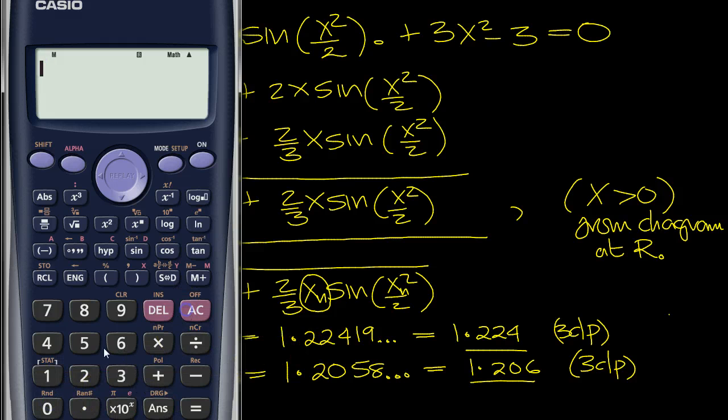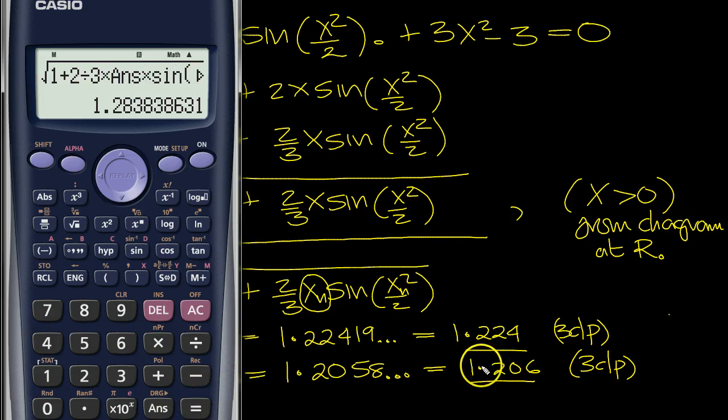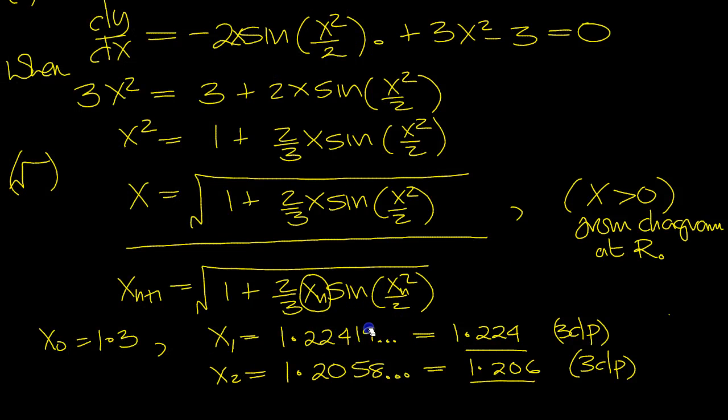So let's put 1.3 in as our starting point. That's the xn. Then it's the square root of 1 plus 2 divided by 3 times, and then it's 1 Ans times sine. Get it right in a minute. Ans squared divided by 2, close bracket, outside the square root, equals 1.283838, which is 1.284, isn't it? So 1.284. I'll edit that better in a minute.